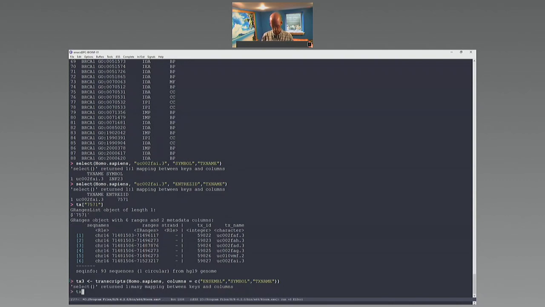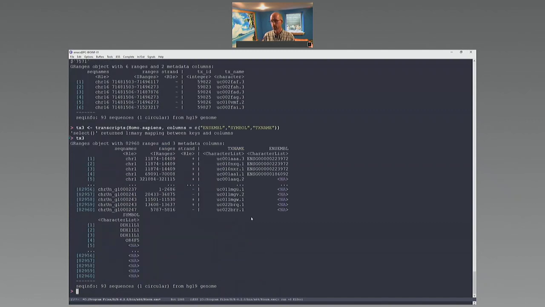And if we do this, we get a message where it says select returned one-to-many mapping, and that one-to-many mapping is reflected in the transcript name and the Ensembl ID and the symbol. So we're getting a list of IDs. A lot of these are just single, but there are obviously some where it's multiples.